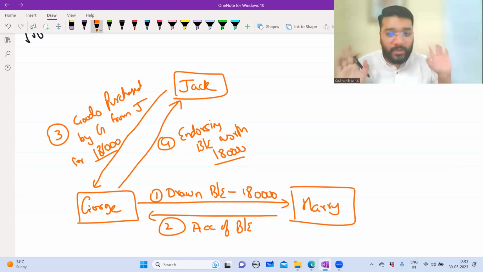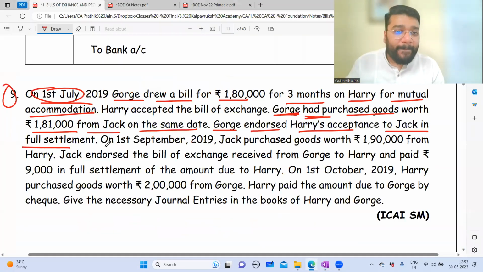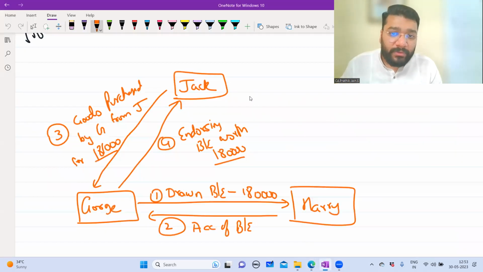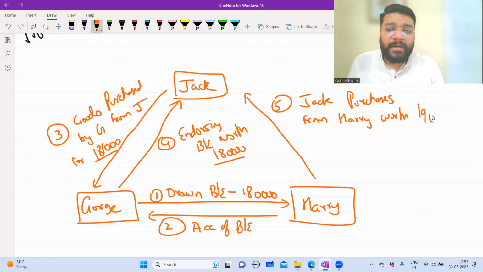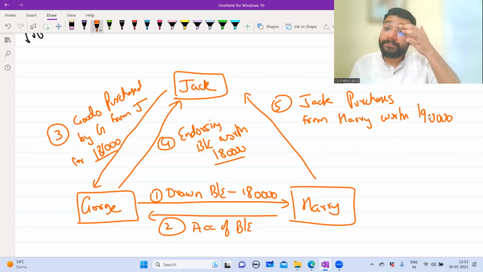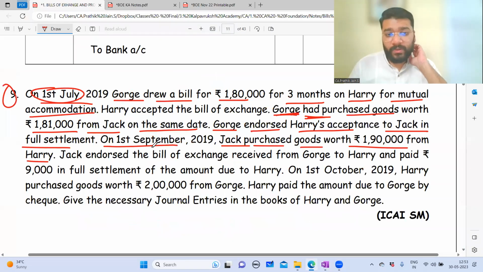Till this clear? Okay. Then on 1st September 2019, Jack purchased goods worth 190 from Harry. Now, Jack is purchasing. Fifth transaction. Jack purchases from Harry goods worth 1,90,000 rupees. Any problem? Hello, people, any problem? No, sir. On 1st September, Jack purchased goods worth 190 from Harry.